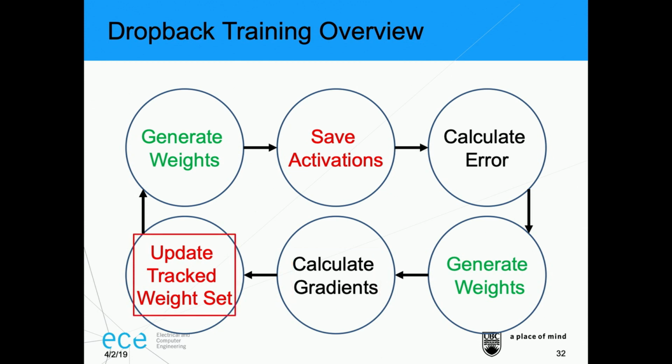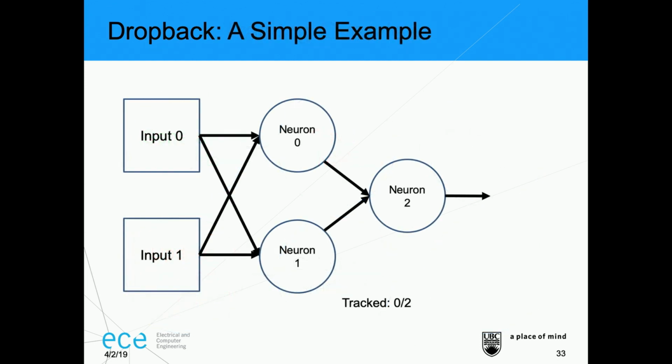And then you update the track set, and the track set is where we're going to put those weight indexes and accumulated gradient values to access later on our next training loop. To make this a little bit more clear, I have another example on just a simple 3-neuron network, 6 total weights, 2 inputs, 1 output. And you'll notice down at the bottom here, we have our track set that we're going to fill up during our backwards pass. Things that are in green are things that are generated. Things that are in red are stuff we still have to save back to memory.